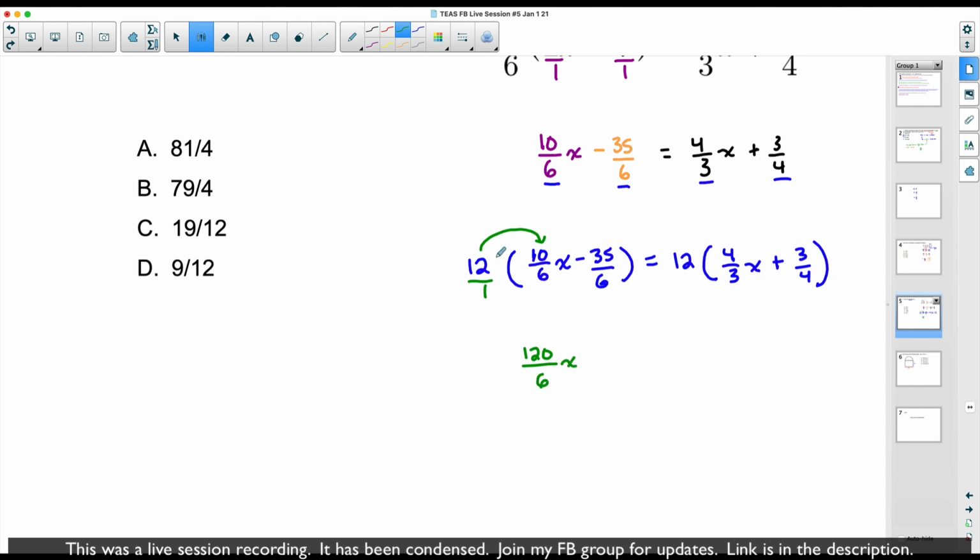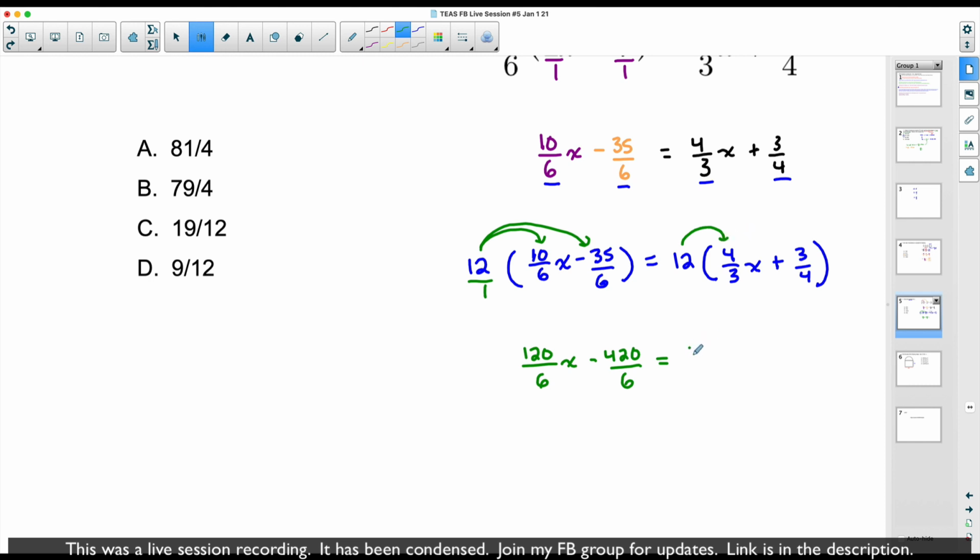Watch what happens. Let's take 12 times 35. This is where your calculator comes in handy. So 12 times 35, we get 420. Just don't forget to bring the correct sign down. And this will be over 6. This is going to be equal to, and let's keep on going.